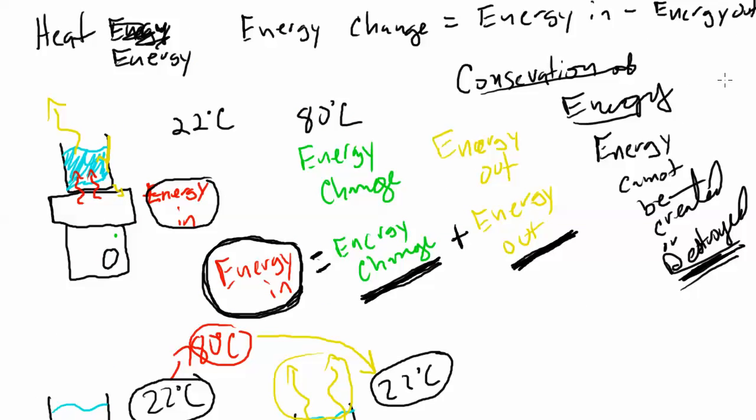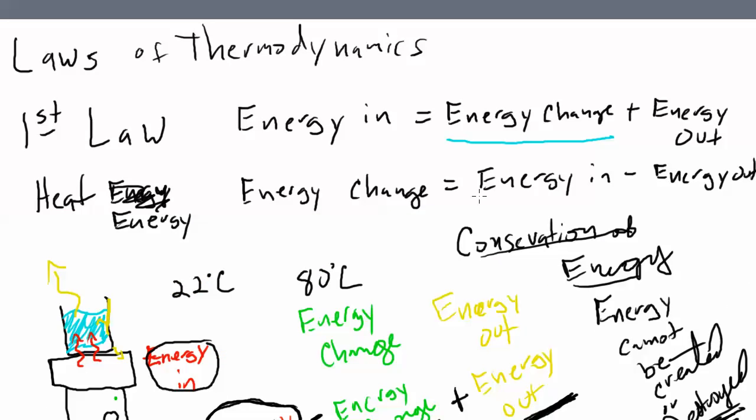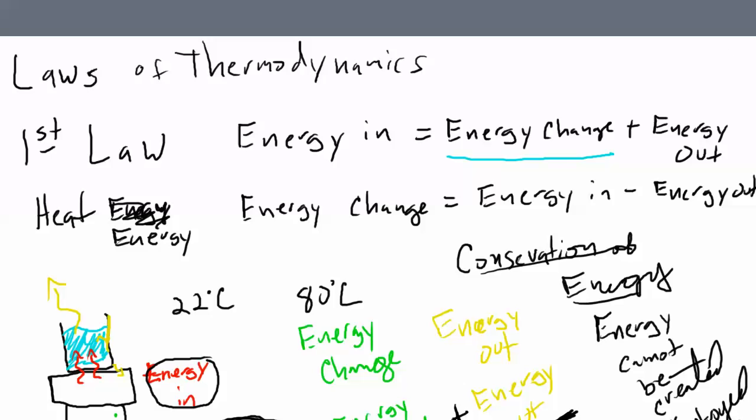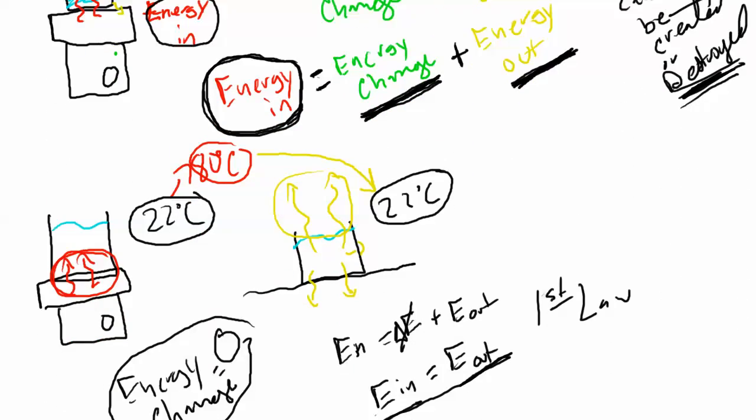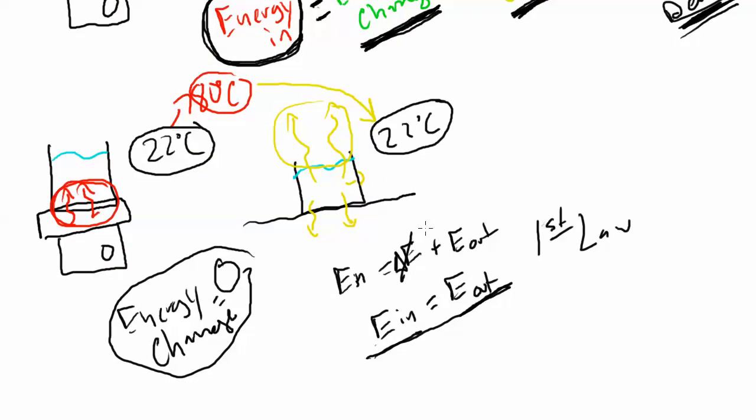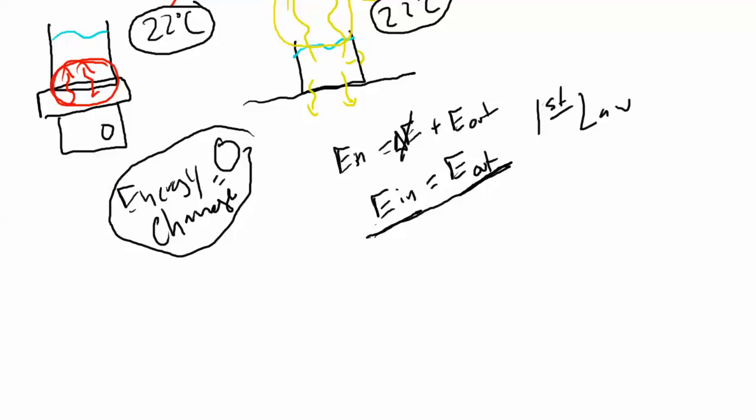An energy change of a system has to equal the energy in minus the energy out, or another way to think of it is the energy in has to equal the energy change plus the energy out. You can't just have energy kind of disappearing somewhere. It's always going to be accounted for somewhere. So that's the first law. Now let's look at the second law.